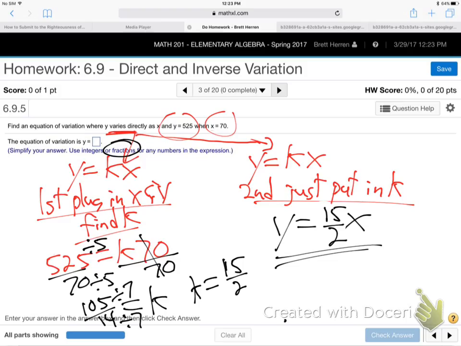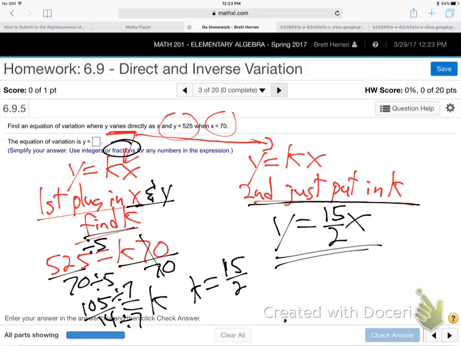Question. Okay, you got your first y equals kx. Broke down, first plug in x and y. That's an and. X and y. Okay. So first plug in x and y, find k. Second time, just put in the k. Again, there's not a lot of good reason for this yet, but that's coming.